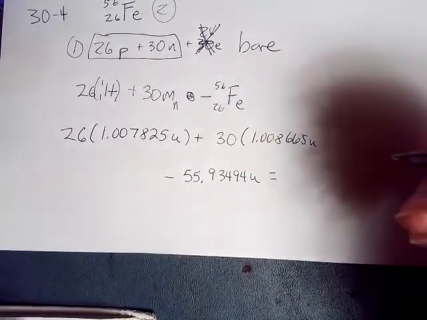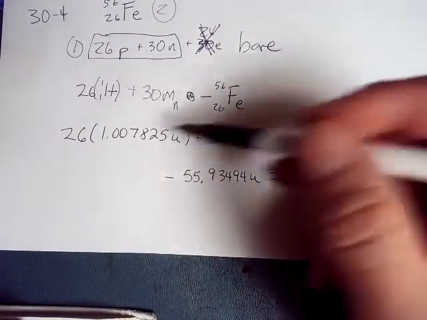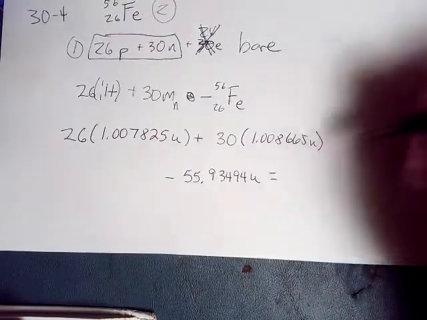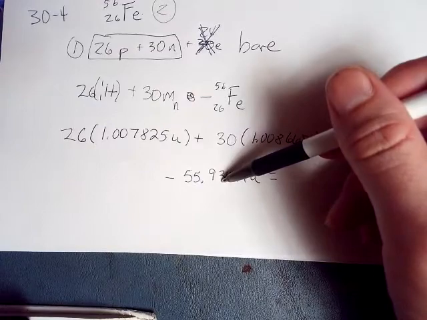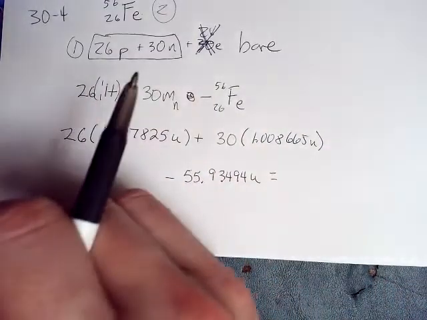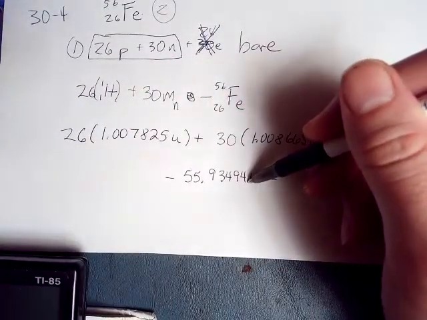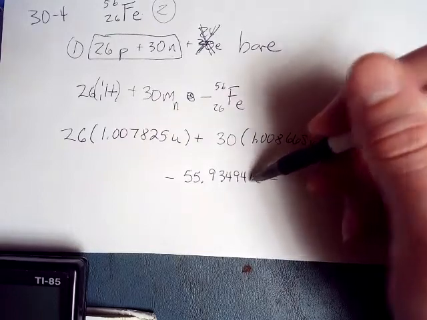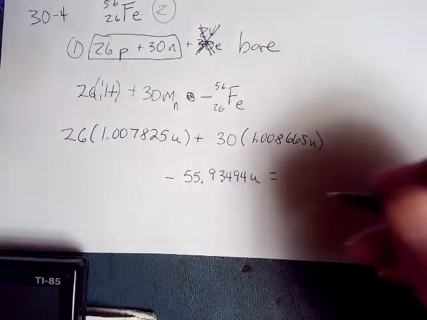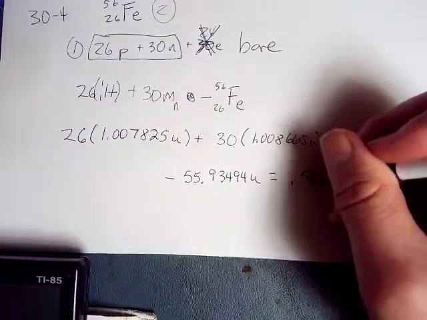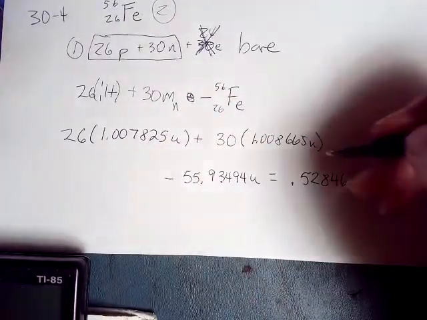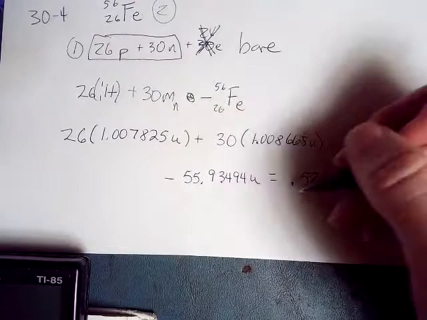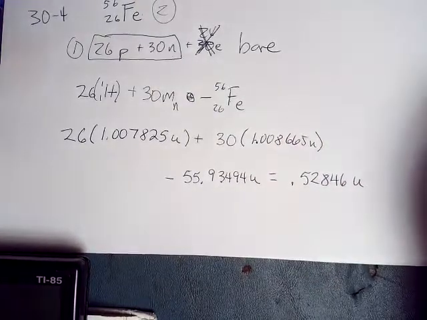Okay, and you'll see that this doesn't come out to 0. You might expect that if everything is here and everything is here, it comes out to 0, but there's this weird quirk in nuclear physics where when you pack stuff into the nucleus, it has a smaller mass than when they're bare. And this comes out to 0.52846. And you really have to go with as many decimal points as you can here.